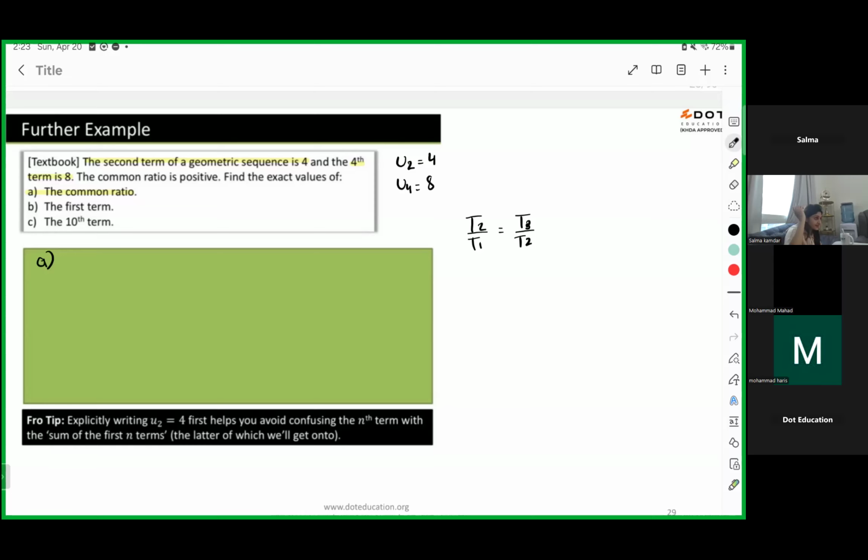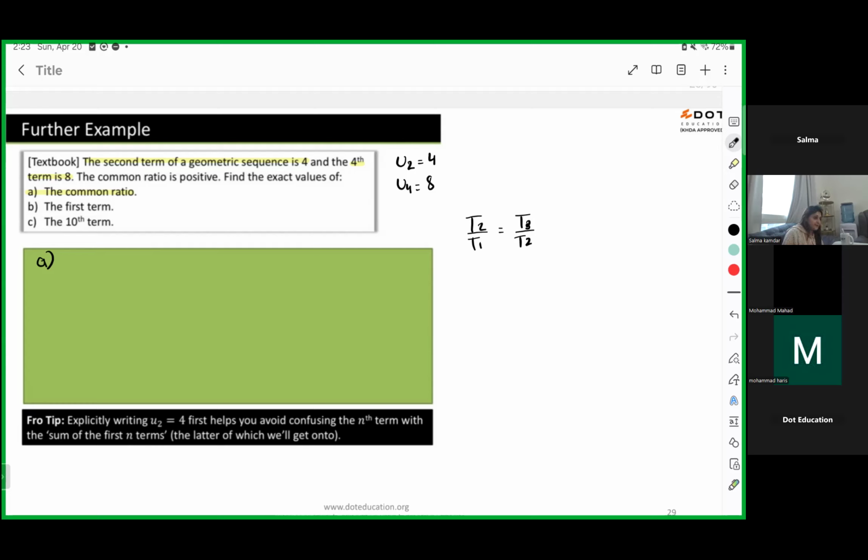Let's read it. The second term of a geometric sequence is 4. So first thing I know is that it's a geometric sequence. They say the second term is 4 and the fourth term is 8. The common ratio is positive. I want to find the exact value of the common ratio.